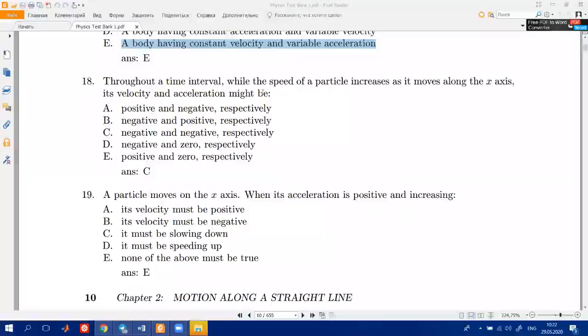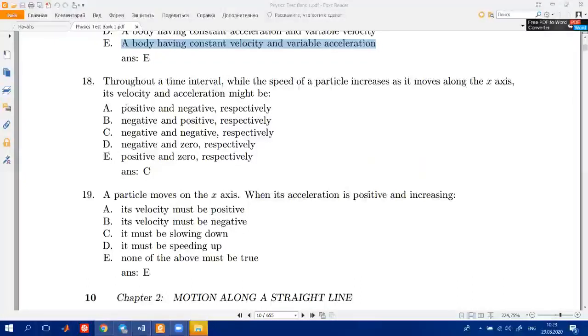Throughout a time interval, while the speed of a particle increases as it moves along the x-axis, its velocity and acceleration might be. Cisimning tezligi, zarrachaning tezligi, uni harakati davomida oshgan ekan, x o'qi bo'yicha harakatlanganda, uning tezligi va tezlanishi qanday bo'lishi mumkin degan savol qo'yilgan. A. Positive and negative respectively.